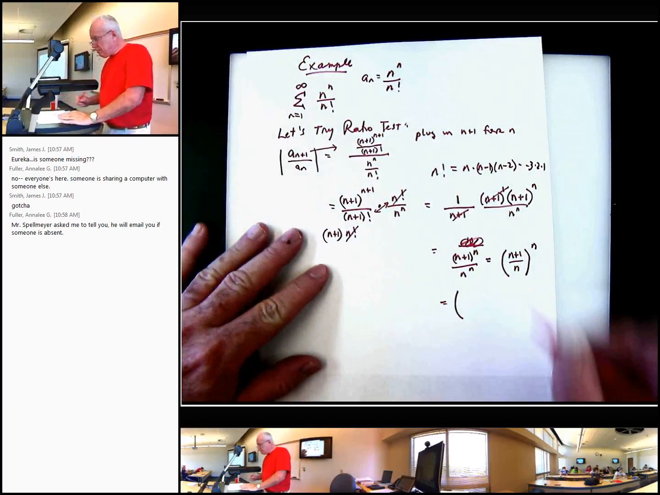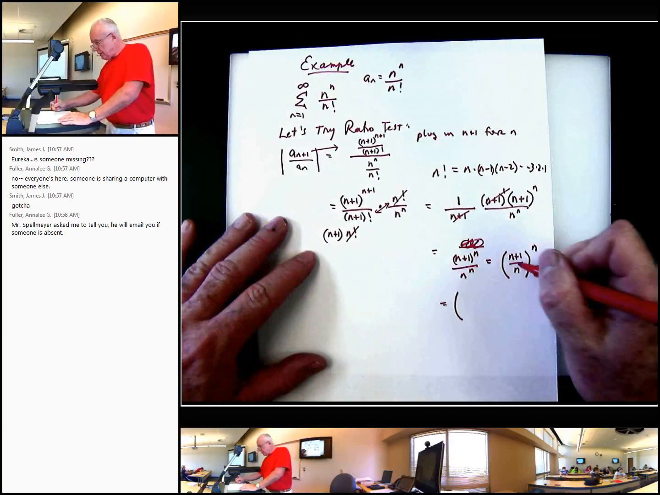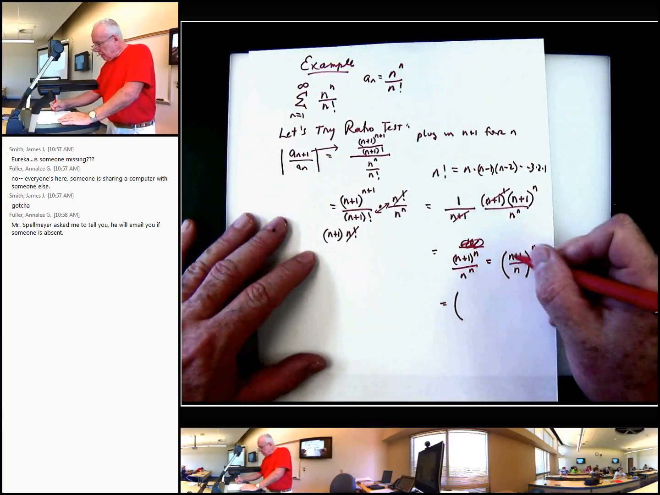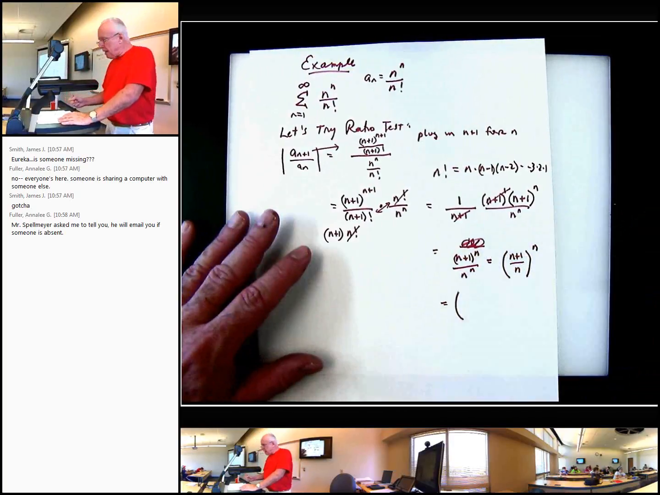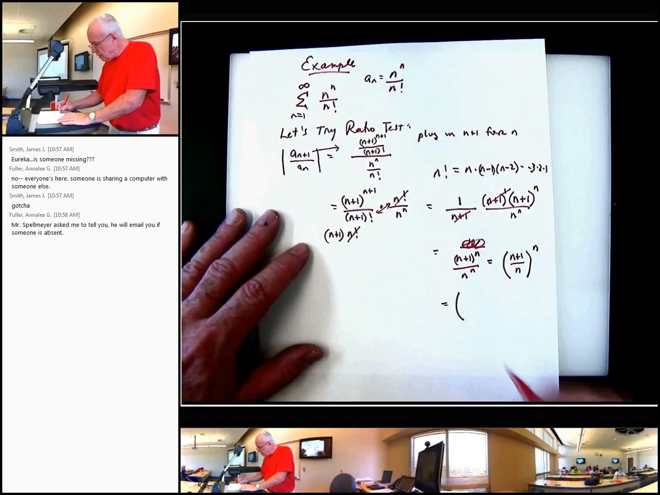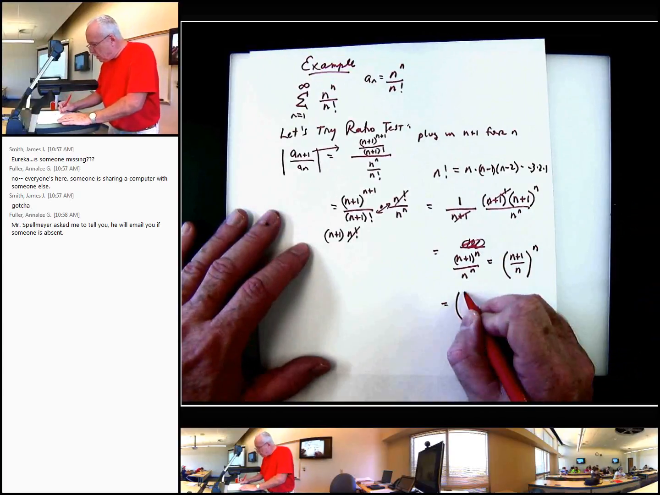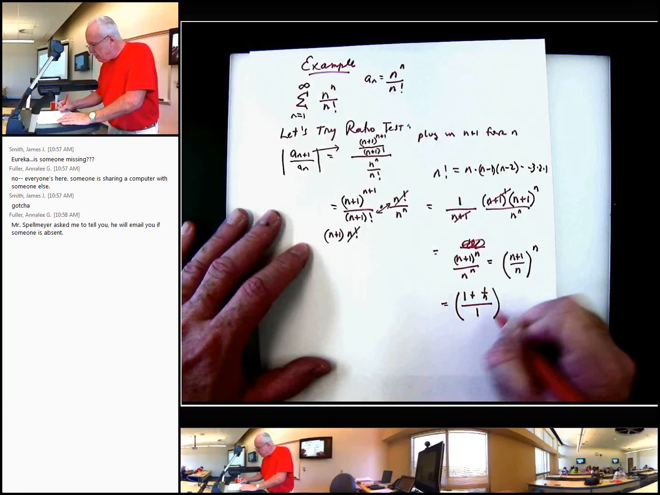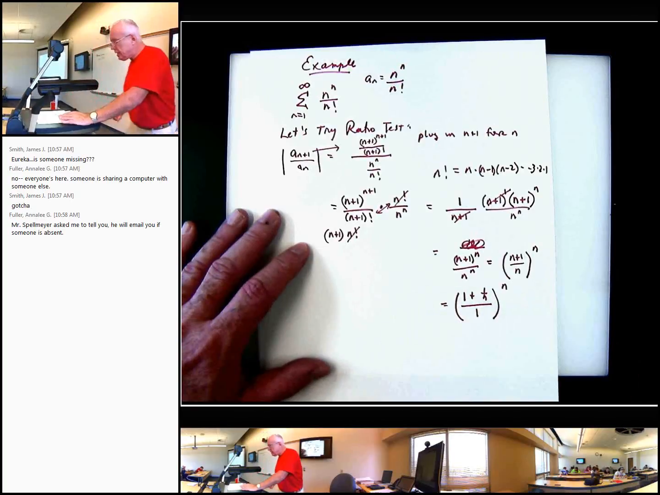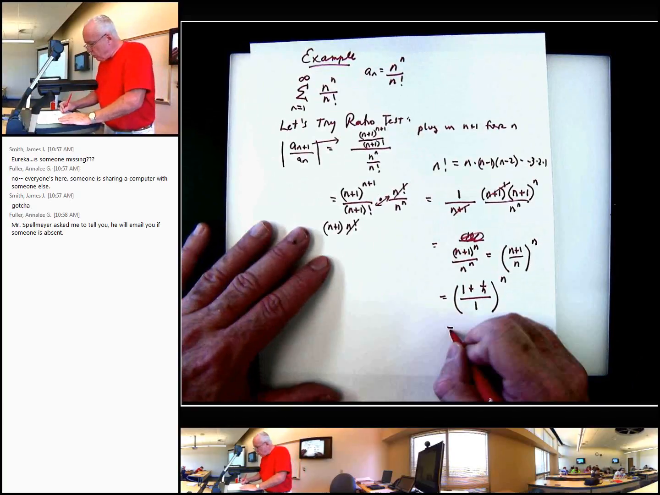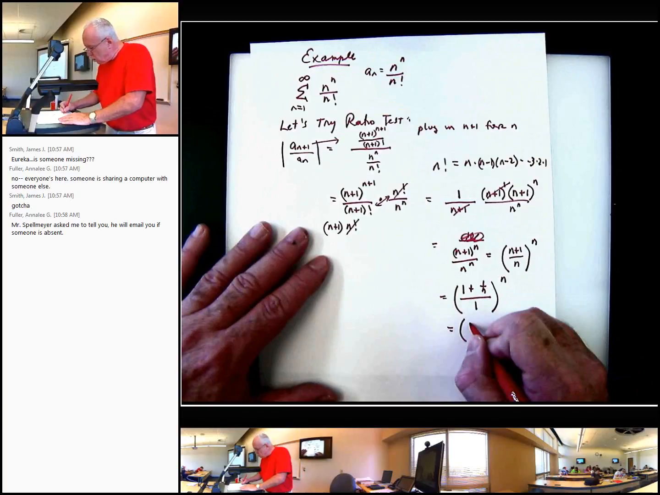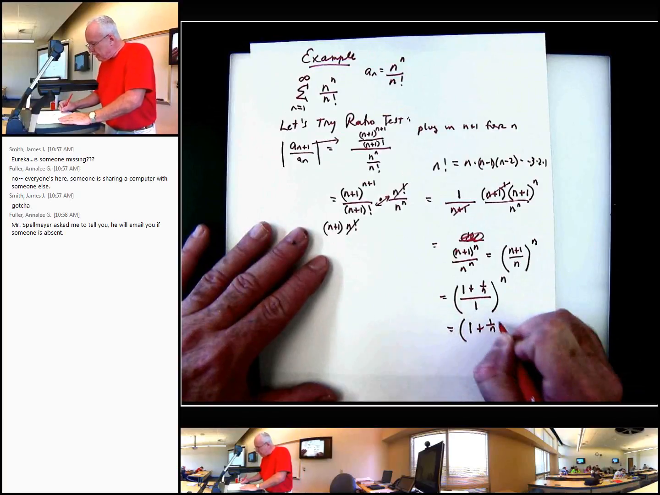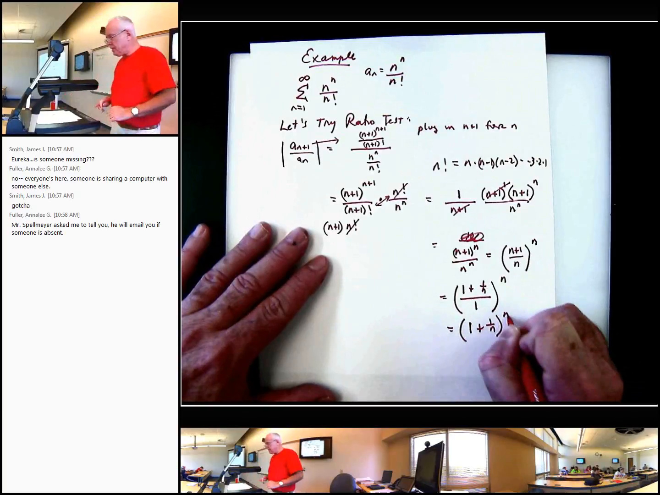Now, let's simplify this middle part here. If I divide everything by n, I'm going to come up with 1 plus 1 over n over 1, and then that's all being raised to the nth power. Or another way of writing this then is 1 plus 1 over n raised to the nth power.